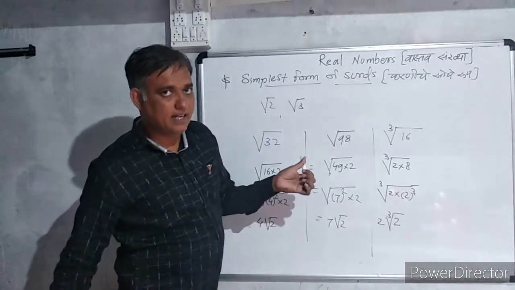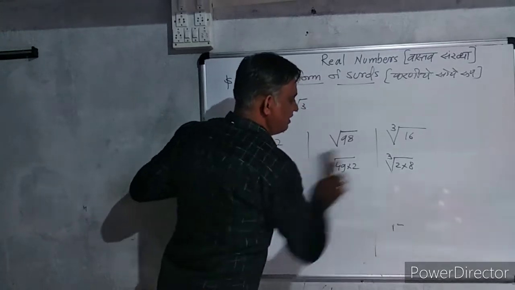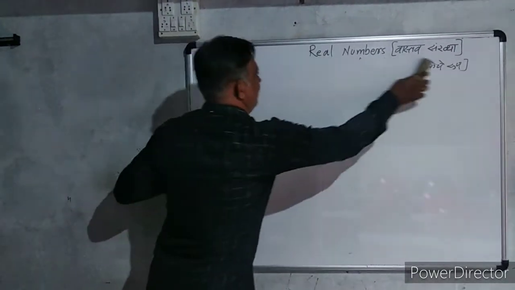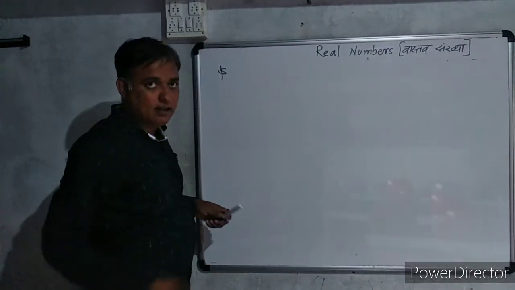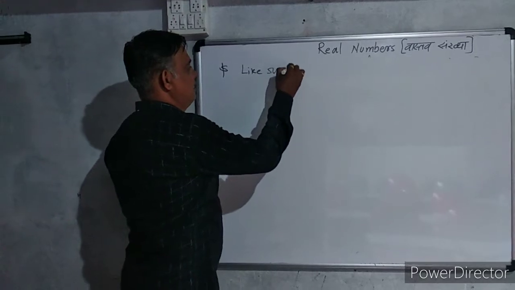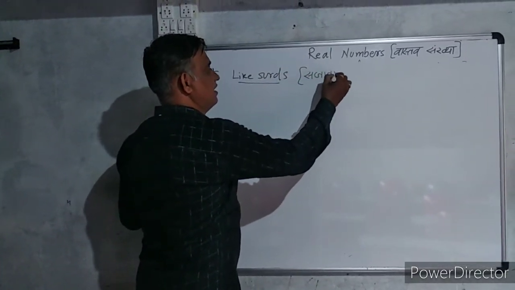समजतंय? या प्रकारे अनेक उदाहरण पुस्तकात आहे, ते सोडवण्याचा प्रयत्न करा. Next point is like surds. मराठीत सजातीय करणी.